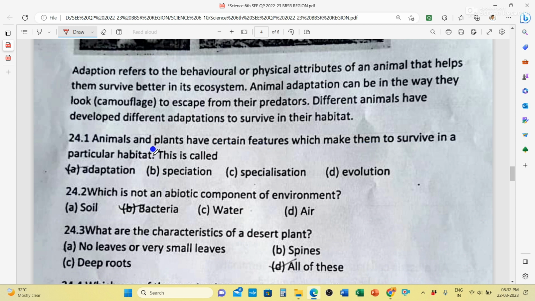This is called adaptation. Which is not an abiotic component of environment? Soil, bacteria, water, air. Water, air, and soil are abiotic components, but bacteria is a biotic component. So bacteria is not an abiotic component.